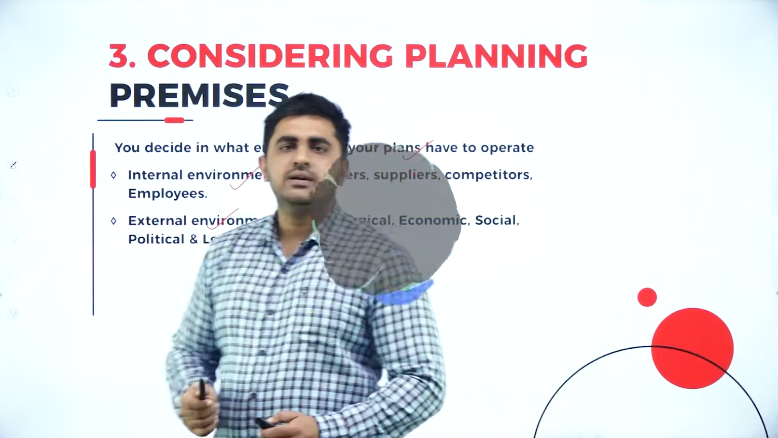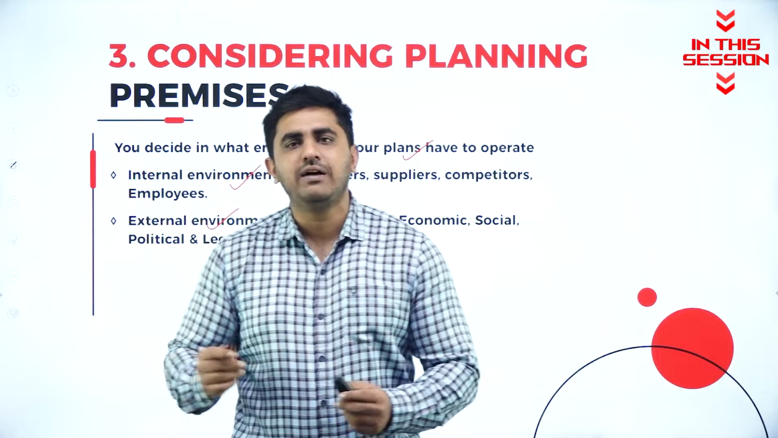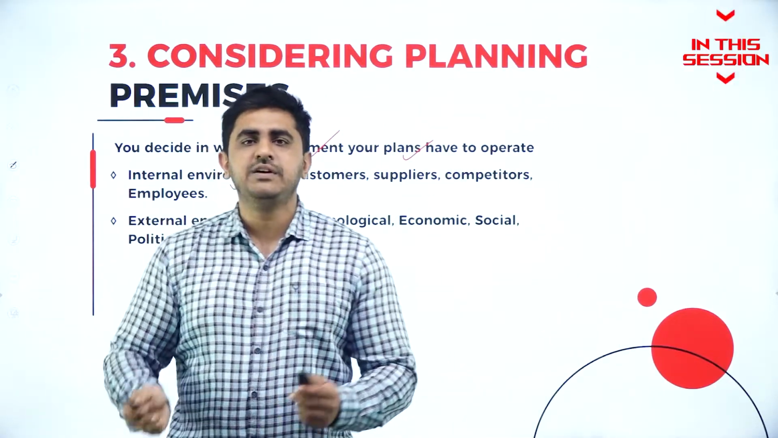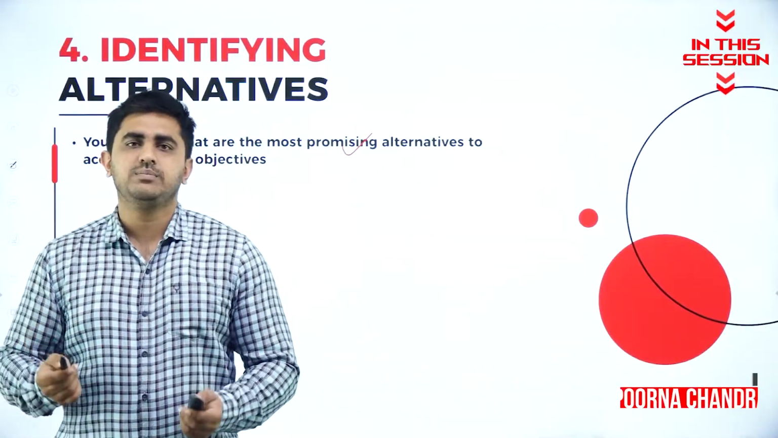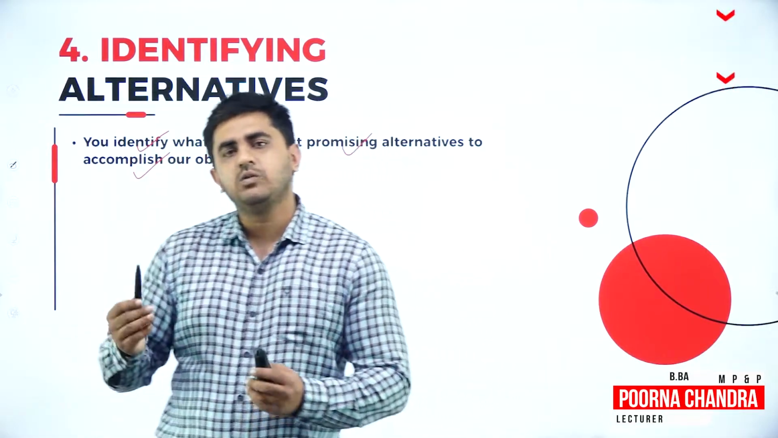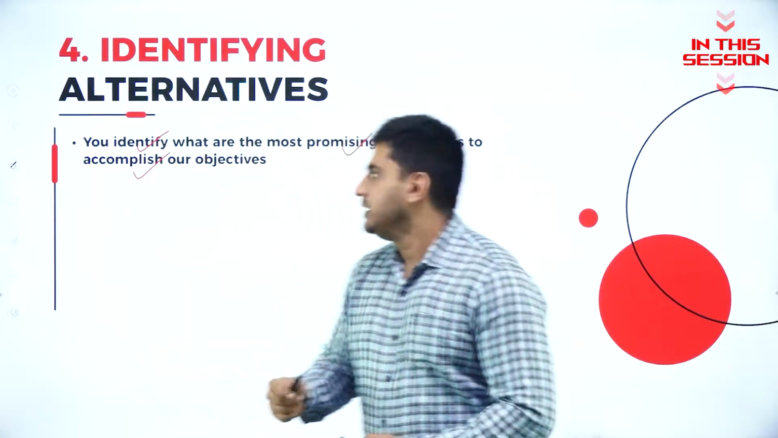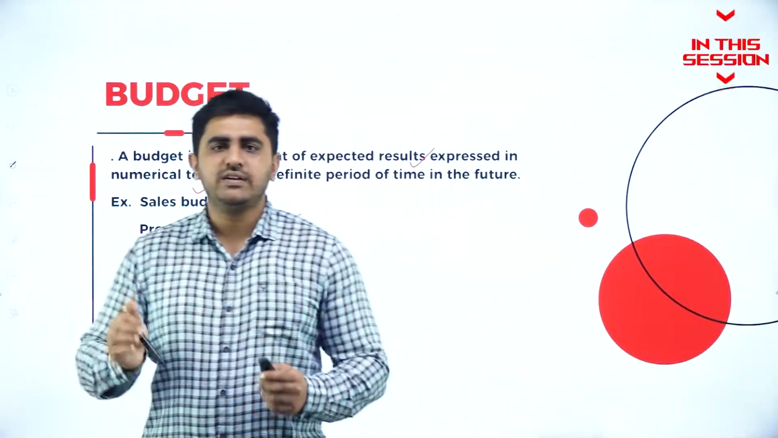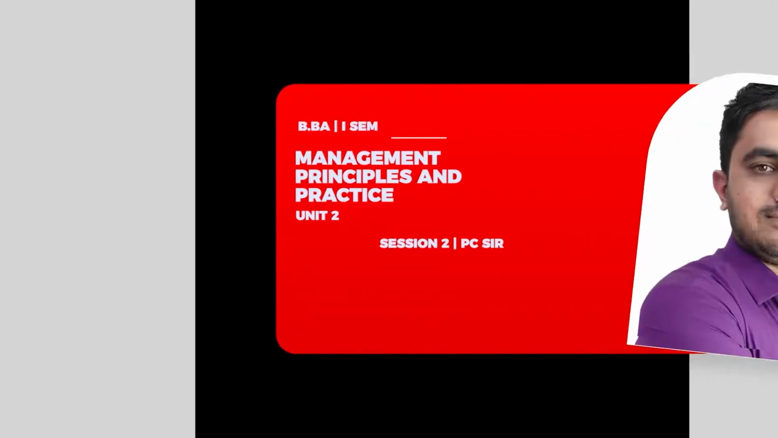Here you cannot implement the same plan for internal and external. You will have to come out with different plans for internal environment, at the same time different plans for external environment. You want to manufacture 1000 products and you want to sell it. So what you do to manufacture 1000 products, you will list different alternative courses of action. That is identifying alternatives. Budget is nothing but whatever plans you have done, it will give numerical values to those plans.